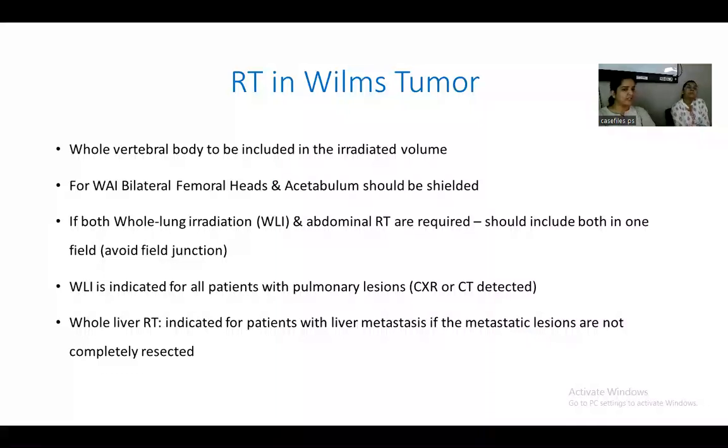At the time of giving radiotherapy, the whole vertebral body is to be included in the irradiated volume. For whole abdomen radiation, bilateral femoral heads and acetabulum should be shielded. If both whole lung radiation and abdominal RT are required, then both should be included in one field. Whole lung irradiation is indicated for all patients with pulmonary lesions. And whole liver RT is also indicated for patients with liver metastasis if the metastatic lesions are not completely resected.